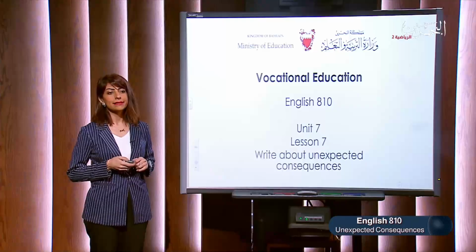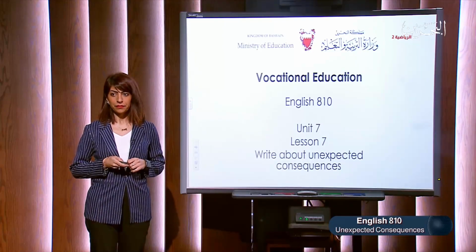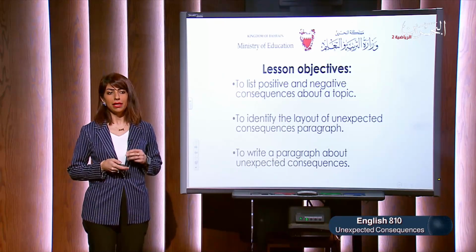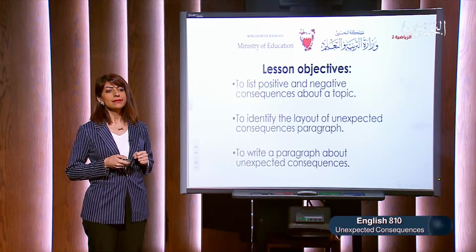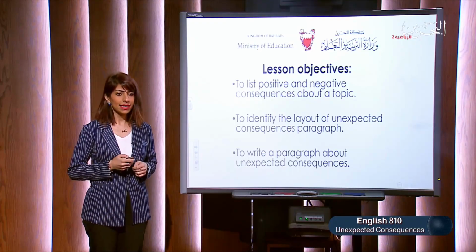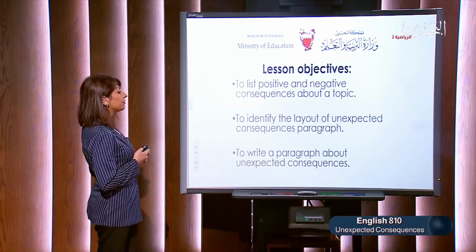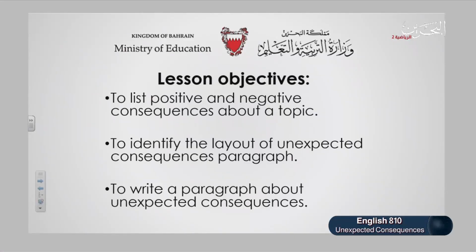We're going on with Unit 7, Lesson 7, which is writing about unexpected consequences. By the end of this lesson, we're going to achieve three main objectives. The first one is to list positive and negative consequences about a topic. Number two, we will identify the layout of an unexpected consequences paragraph, and the last objective is we're going to write a paragraph about unexpected consequences.